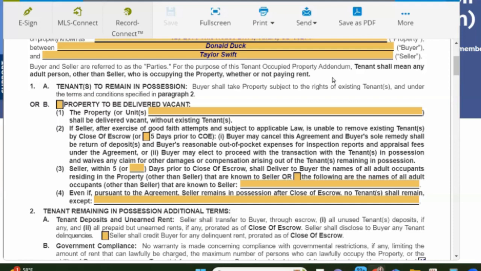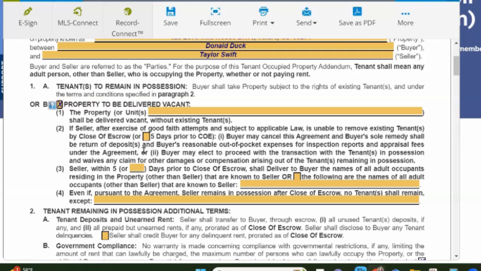But technically, by the definition here, any adult person other than the seller who is occupying the property, whether or not paying rent. Okay, if we want the tenants to remain in possession, then that's what it defaults to. We don't have to mark number B, it just defaults to A. Thank you, Lori. Yeah, but if we want it to be delivered vacant, then first of all, the entire property or units 1 through 3 or whatever shall be delivered vacant without the existing tenants.